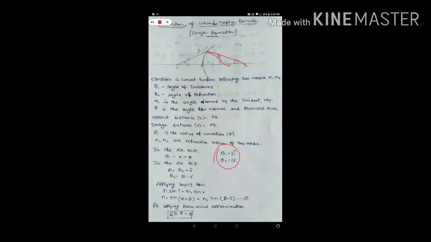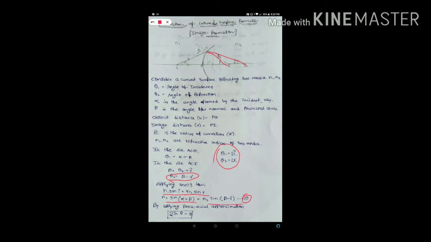Now by applying Snell's law, n1 sin i is equal to n2 sin r. We already discussed this equation in the plane surfaces chapter. By substituting the values, i is theta 1, which is alpha plus beta, and r is theta 2, which is beta minus gamma. We get n1 sin(alpha plus beta) is equal to n2 sin(beta minus gamma). This is the first equation.